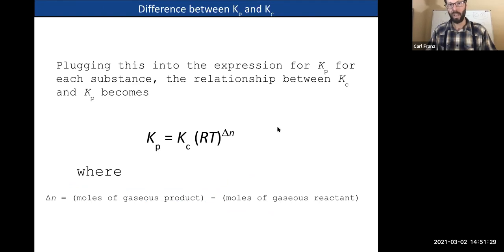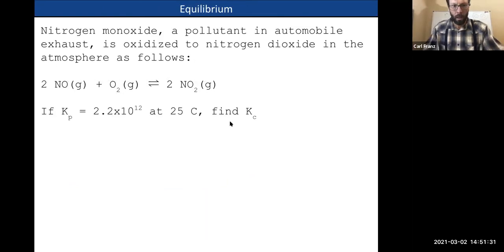And so Thursday, we'll do this problem where we're going to be looking for KC. They give us the KP. They must give us the temperature. Yes, 25C. Now remember, we got to convert that to Kelvin. And they give us the formula. So it's just basic algebra at that point.